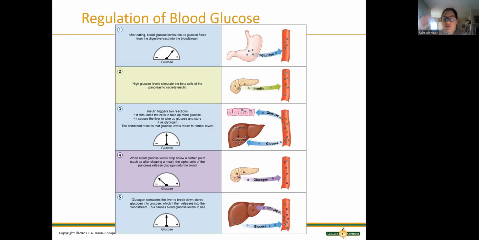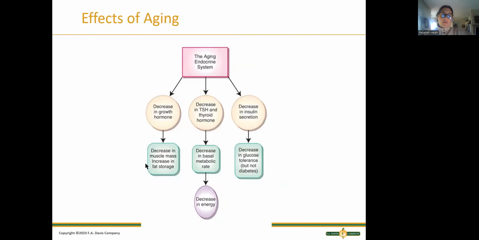So when your blood sugars start to drop lower, it's been a while after you ate, you've been exercising, whatever it is, then the alpha cells are going to stimulate the liver to release glucose back into the blood. The glucagon, once it's released, converts that glycogen into glucose and puts it into the bloodstream, keeping your blood sugar back up. So that's a little bit of the regulation of the blood sugar by the pancreas. We'll talk more about this in a few weeks too.